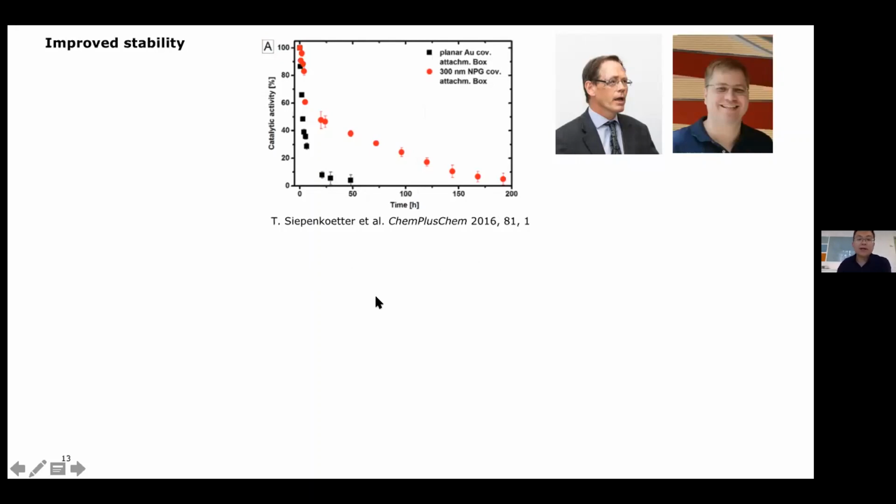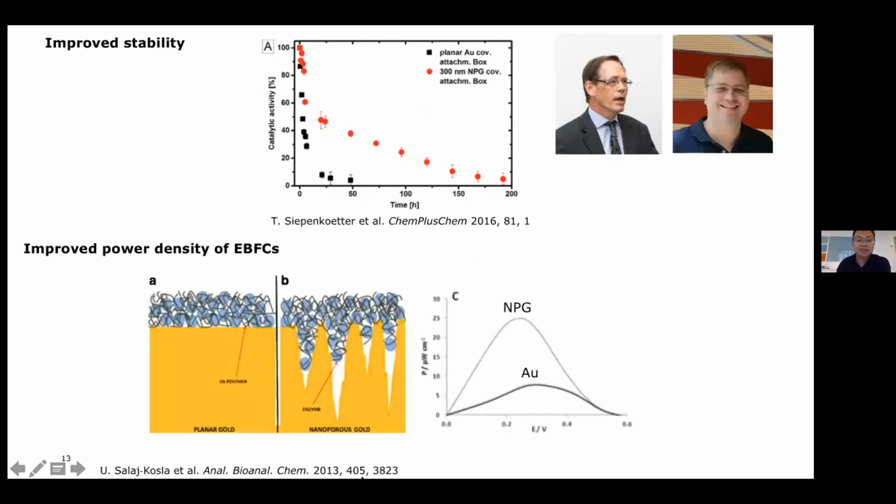And also a previous PhD, Ula in the group, she shows that for the osmium polymer-based biofuel cell, enzymatic biofuel cell, on nanoporous gold, it could deliver much higher power density over a planar gold. Those show some interesting advantages of using nanoporous gold.